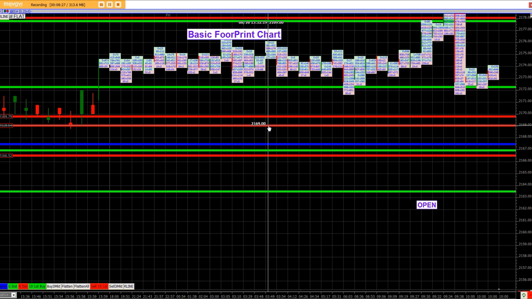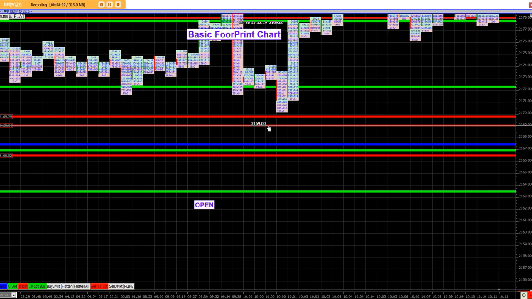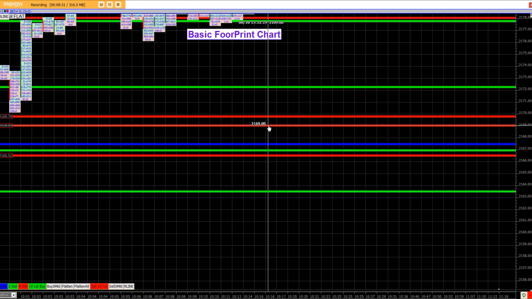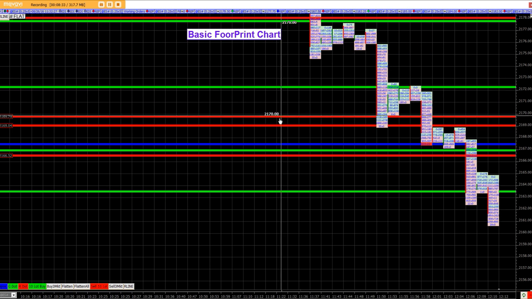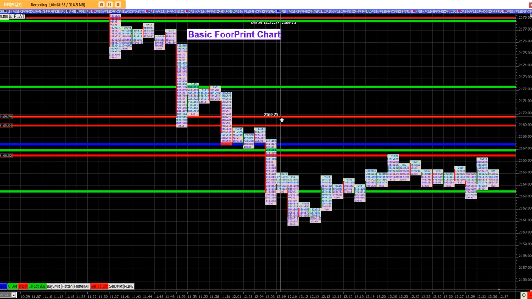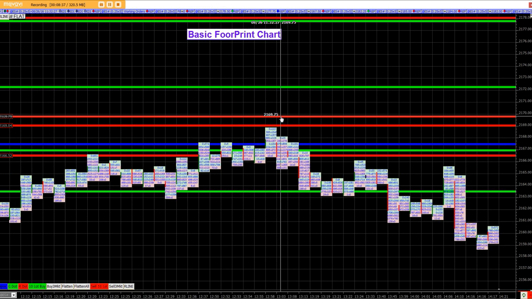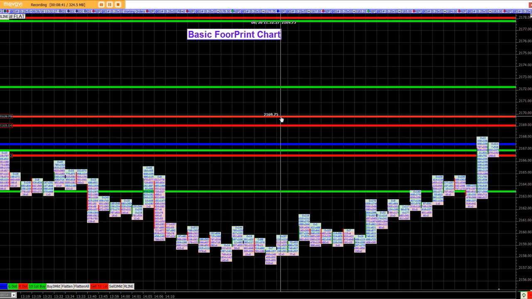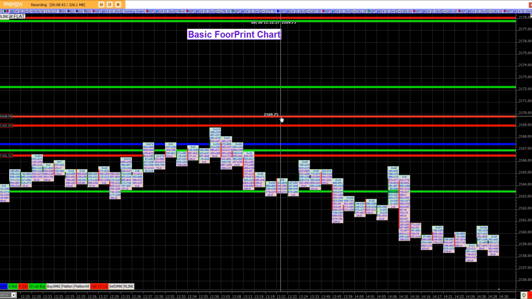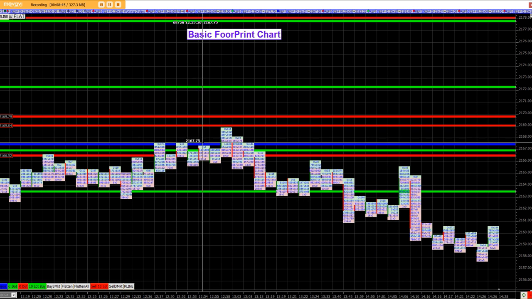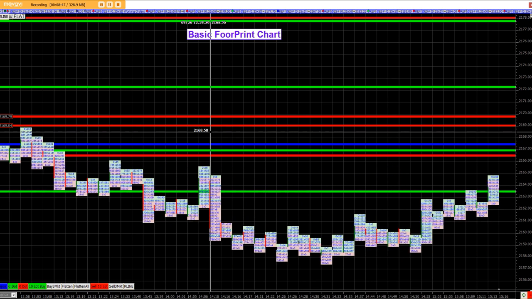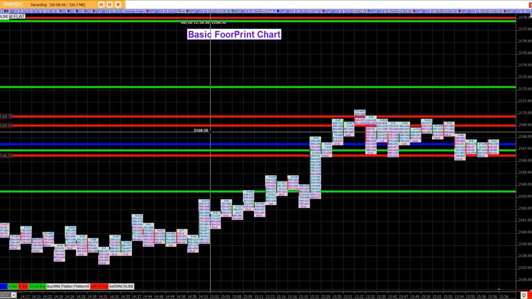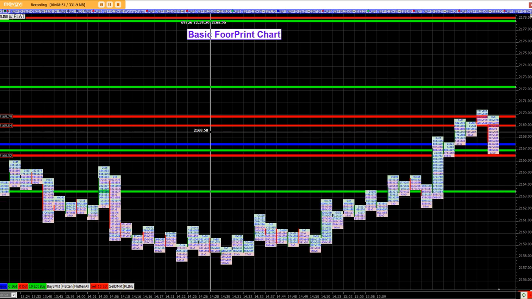So you can see, look at this, these red lines right here, just where my cursor is here, and see how that was a huge play. And we came back up. I mean, this is where the footprint is just indispensable.